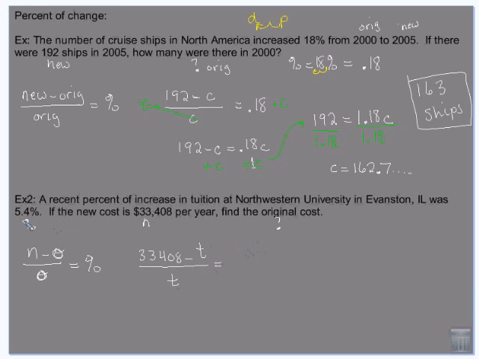Okay, and it can't be 5.4%, so I have to change that 5.4% to a decimal. And move 2 places. I have to put a 0 there to hold it. So it's 0.054. Multiply both sides by T. And I get 33,408 minus T is equal to 0.054 T.